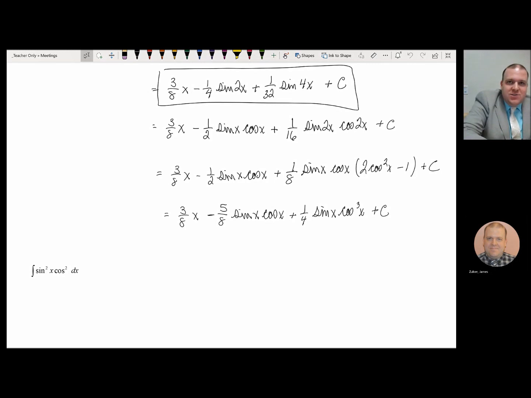Typically what you would do is choose the lowest power one to rewrite. So if that was like sine to the 4th times cosine squared, I'd rewrite cosine squared. But it's not, they're both the same power, so it doesn't matter, you get to choose. What did I do in my notes? Oh, I did something even fancier. I like what I did better. I don't know what I was drinking when I did that, to think of that. Okay.